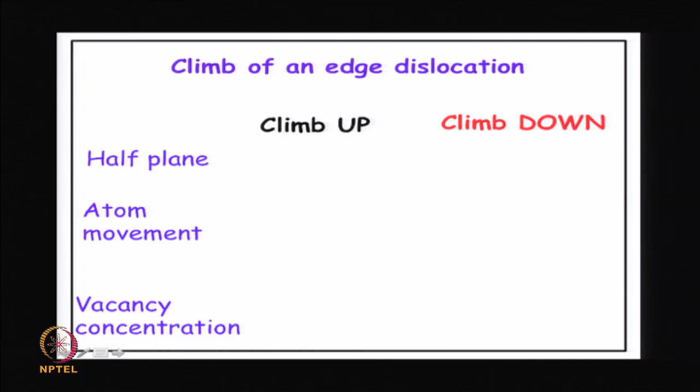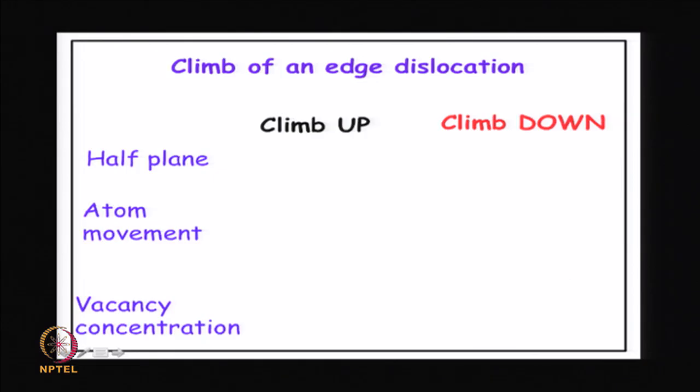So, we summarize this in this slide. Climb up or down is important to understand: as I was showing you in the last slide, up and down is not necessarily related to our coordinate system. Up and down is with respect to the dislocation line, and climb up simply means that the half plane is shrinking. So, if a half plane is shrinking, the dislocation line is climbing up. In reverse, if the half plane is extending by joining of atoms, it is climbing down.